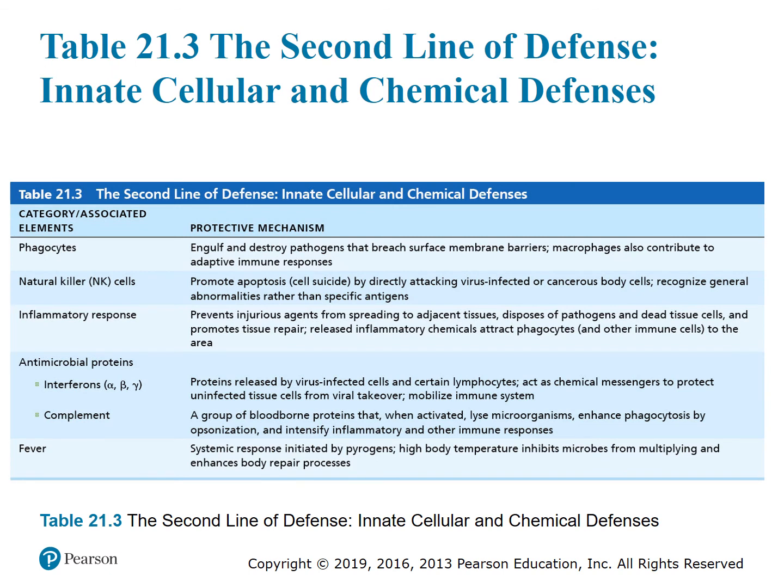Table 21.3 summarizes the second line of defense: innate cellular and chemical defenses. We can see phagocytes, natural killer cells, inflammatory response, antimicrobial proteins, and fever, and their protective mechanisms.